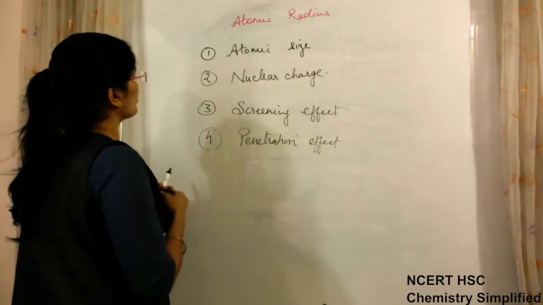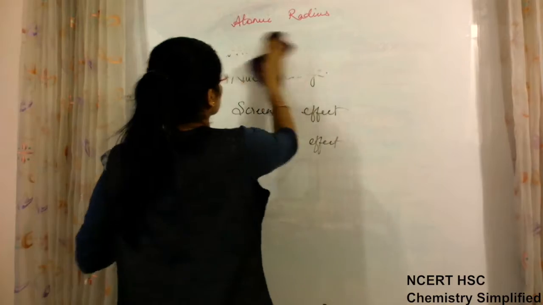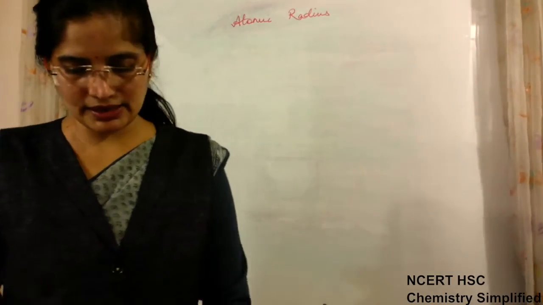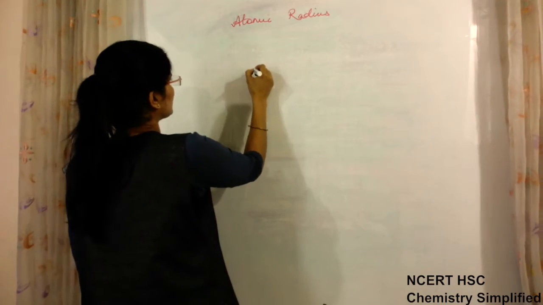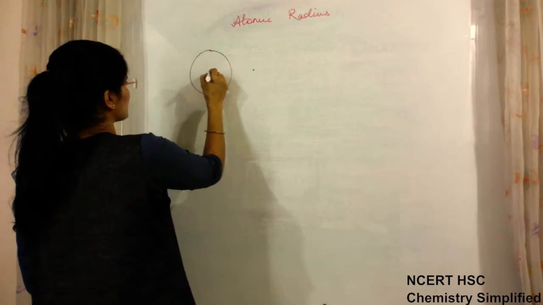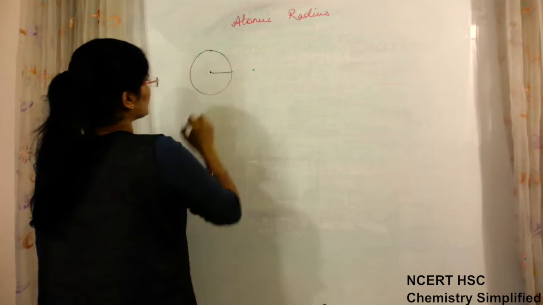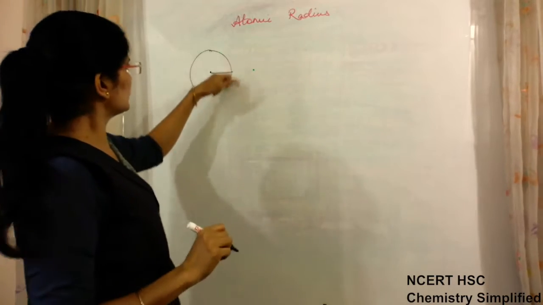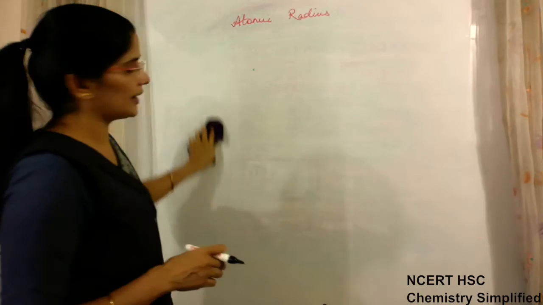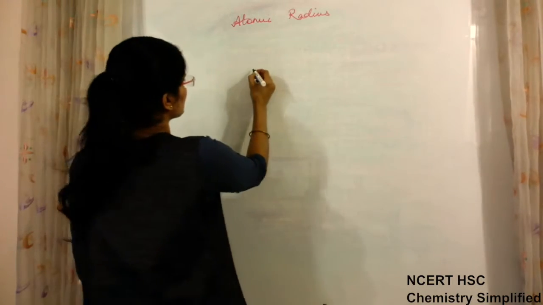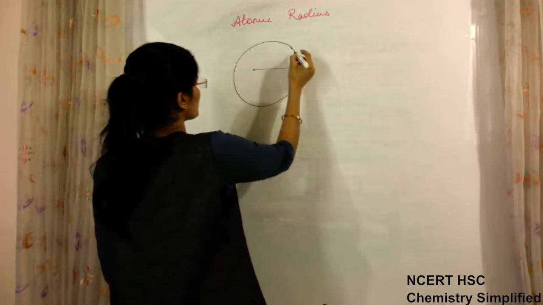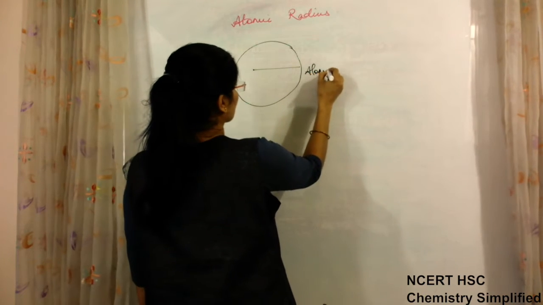First we talk about atomic radius. What is atomic radius? Simply, as with the radius of a circle, it is the distance from the center of the circle to the outermost boundary of the circle. This is known as its radius. Same is the radius for an atom or an element. That distance from the center to the outermost boundary of the atom is known as atomic radius.